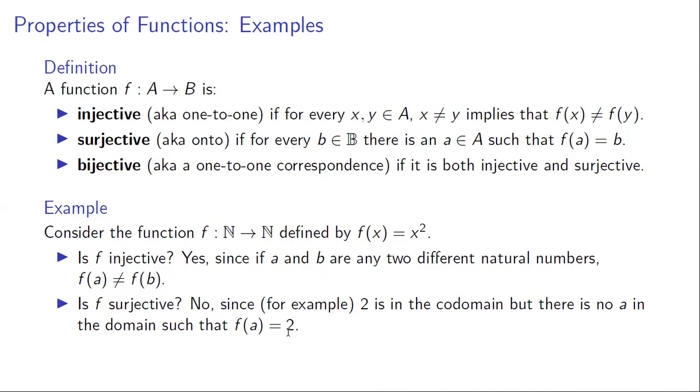There is no input that you can give to the function. That, remember, it has to be a natural number. The domain is N. So what input could you give to the function such that that input squared would be 2, right? It would have to be square root of 2, but square root of 2 is not a natural number. So therefore, f is not surjective. Is f bijective? No, since it is not surjective.